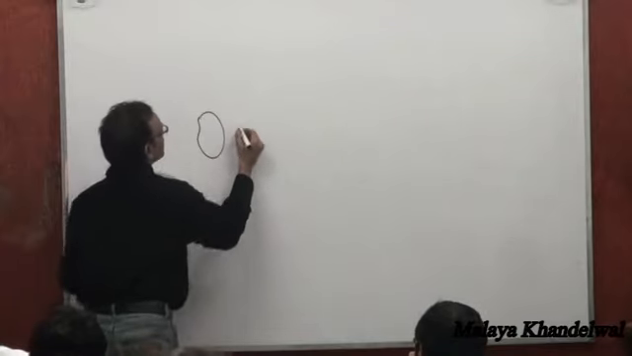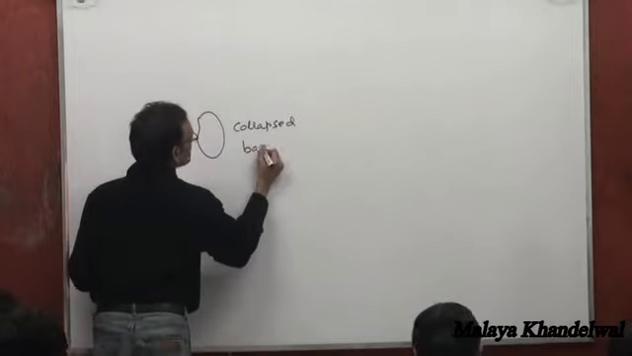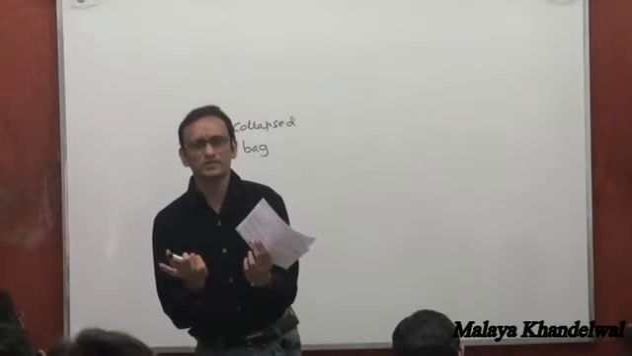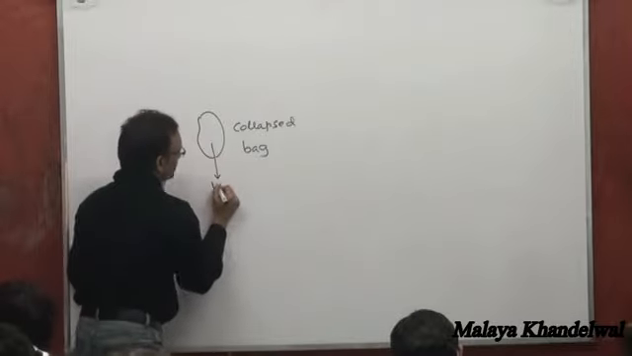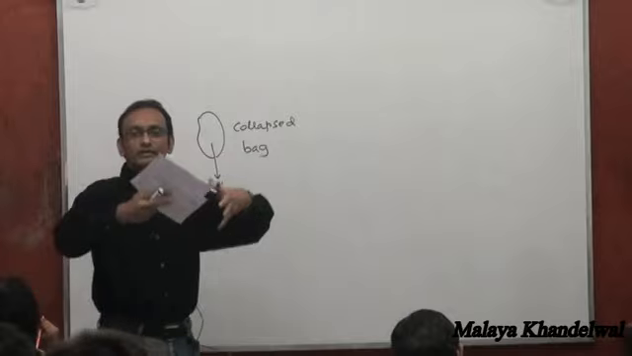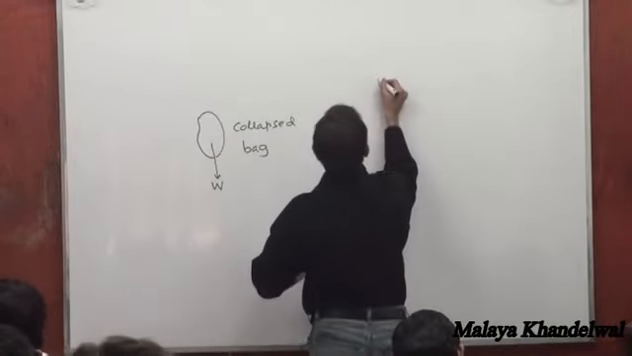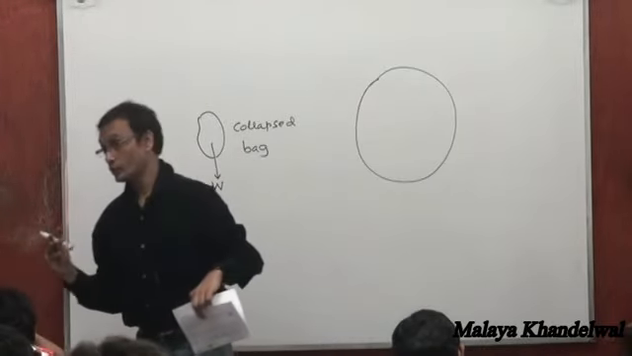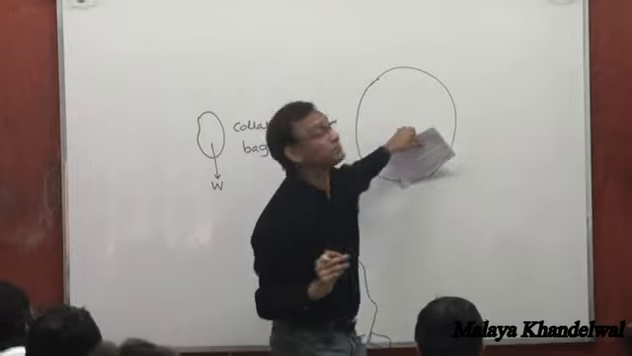The collapsed bag has negligible volume and therefore it experiences negligible upthrust, right? So its weight would be its real weight, W. Now you inflate the plastic bag. Say it becomes larger, right? You fill it up with air at atmospheric pressure.